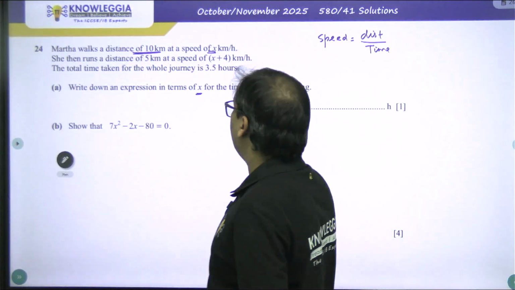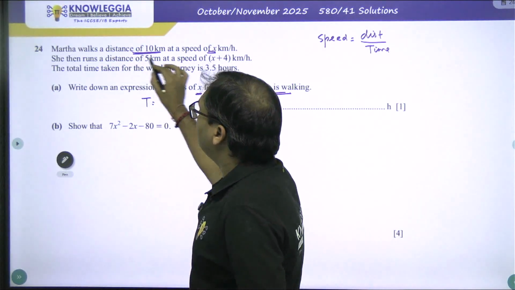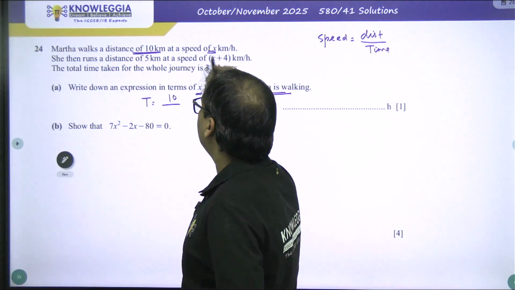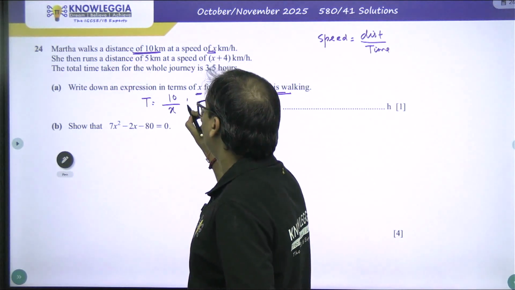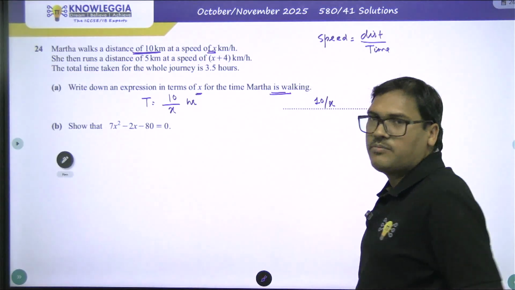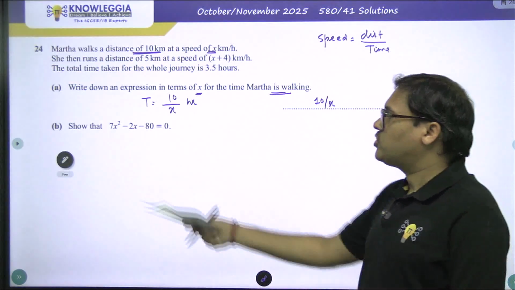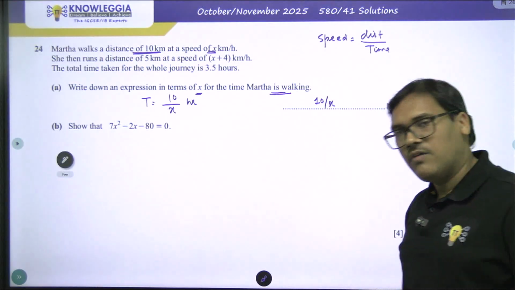Time taken for walking. So time taken for walking will be equal to, what is the distance? 10 kilometers. And what is the speed? X. That is the answer, 10 by x. That is the first part, right? 10 by x kilometer r. Okay. Now the second part, you have to show that this equation. Now how will you show this equation?